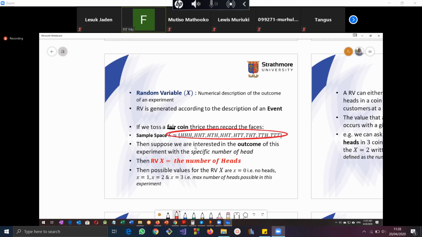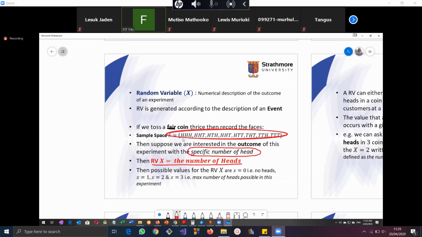Then suppose we're interested in the outcome of the experiment where we want to count the specific number of heads. We are only interested in the number of heads. Then our random variable will read like this: random variable X is the number of heads. Okay, that's a random variable.